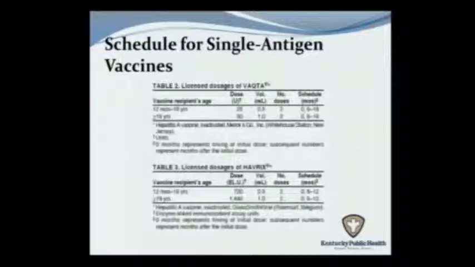And this is the schedule for single antigen vaccines. As you can see, for Vaqta, for 12 months to 18 years, this schedule is given at 0, and then 6 to 18 months afterward. And then for over 19, of course, you can see the dosage here, and the schedule is the same, 0, and then 6 to 18 months after that. And then for Havrix, for 12 months to 18 years, it's given the same way, 0, and then anywhere from 6 to 12 months. And then over 19 years of age, this is the dose here, and number of doses, of course, would be 2, and then the schedule is given at month 0, and then any time between 6 and 12 months after that.